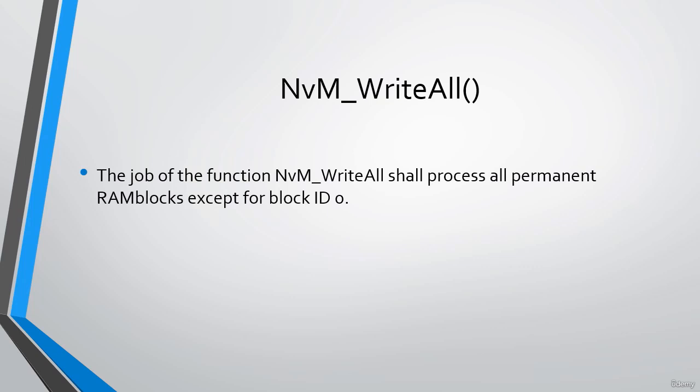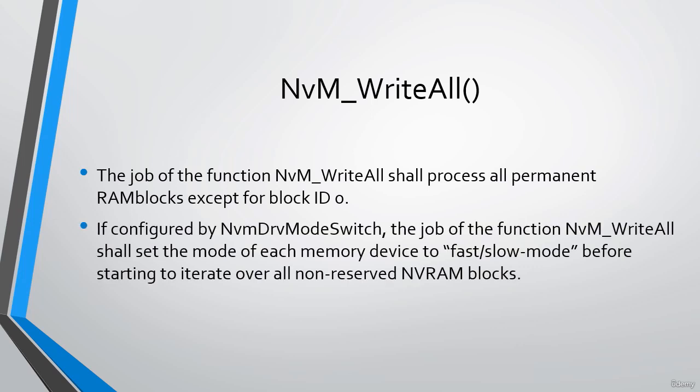Now the function NVM write all shall process all permanent RAM blocks except for block ID 0. Okay, so NVM write all will perform the writing for all RAM blocks except block ID 0. If you remember, block ID 0 is reserved, right? So that's about block ID 0. Now, if configured, again we have the same parameter we saw, the NVM driver mode switch. If this is used, we can use the fast or slow mode. If it is supported by the underlying layer, we can use this to increase the speed at which the memory is written, so that can make our execution faster.